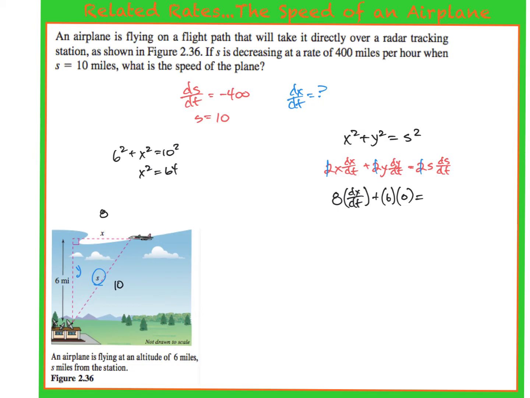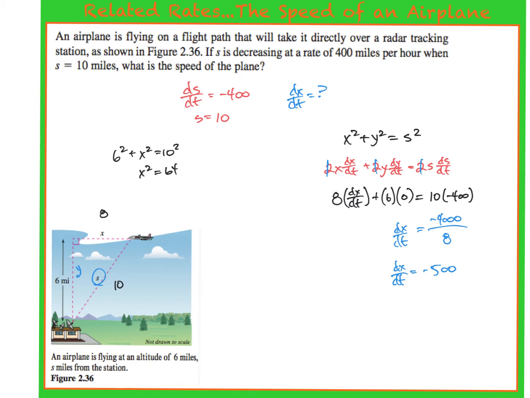Is equal to, what's my s? 10. And then what's my ds dt? Negative 400. Why was it negative again? Because it's decreasing. It's getting closer to my radar station. All right. Let's do a little bit of math. 10 times negative 400 is negative 4,000. And then I'm going to divide that by 8. So dx dt is equal to negative 4,000 over 8, which simplifies to negative 500. However, negative 500 is not actually my answer because we didn't read too carefully.